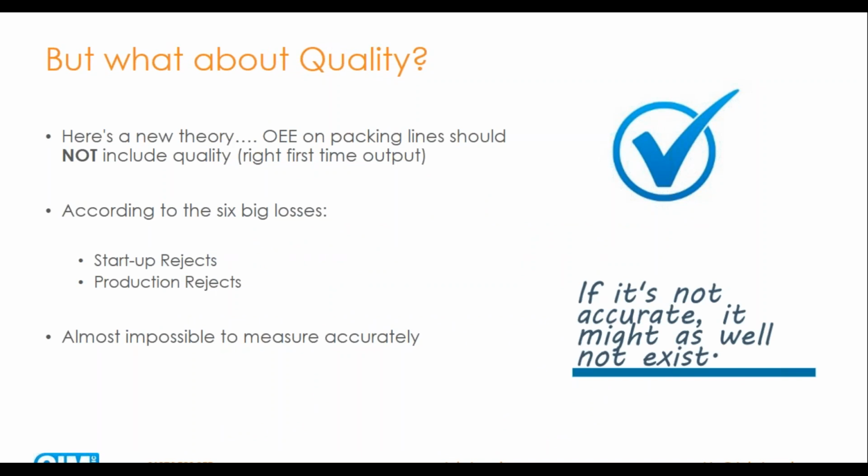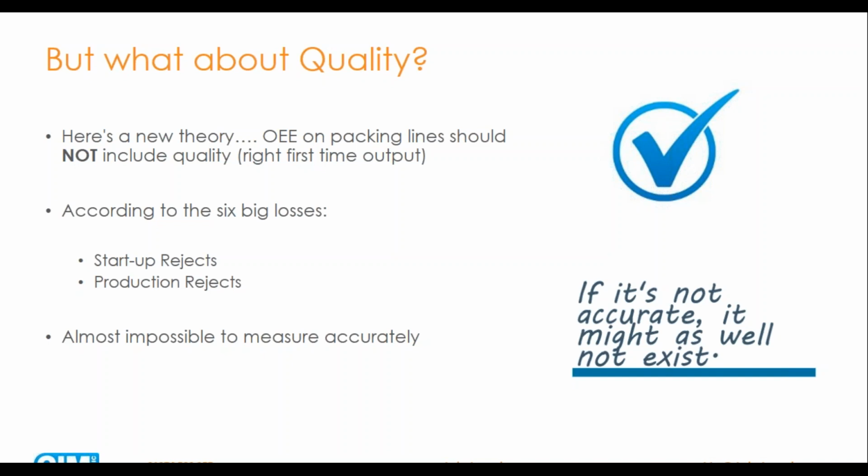So if we go back to the OEE calculation, some of you might remember earlier that I said with OEE we kind of forget about the quality. So here's a theory for you. If we're doing OEE on packing or production lines, we shouldn't really need to include quality in the metric. It can confuse things.